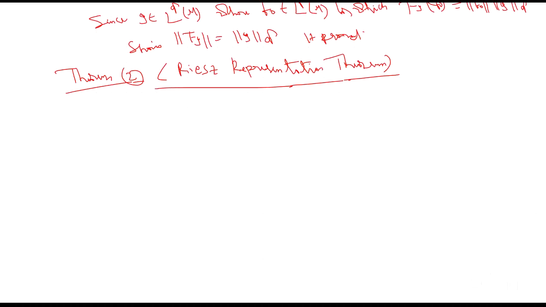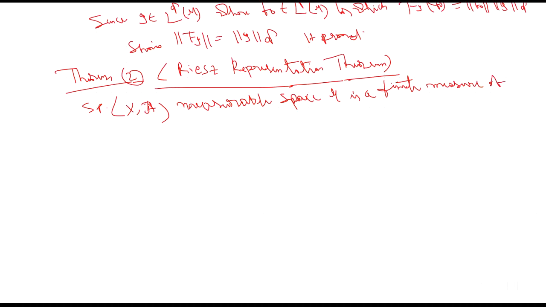Statement. Suppose (X, A) is a measurable space, and mu is a finite measure on X.